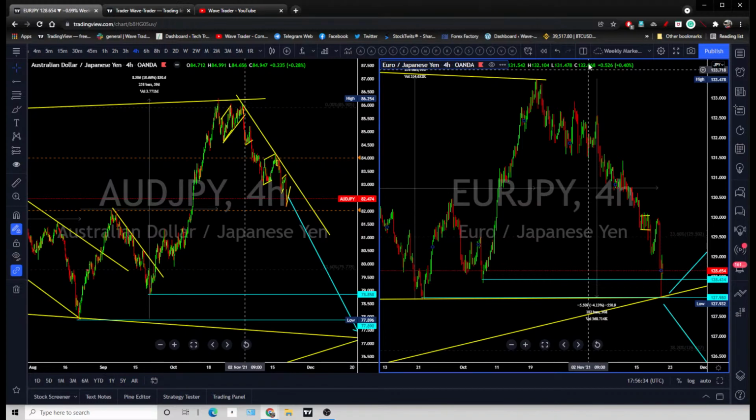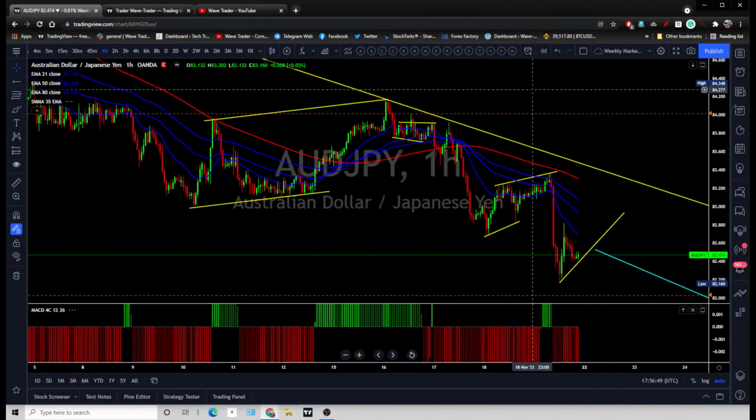Moving averages. And yes, because oil is strong, that's the reason CAD is strong against the yen. Again, there was an opportunity last week on Aussie yen. That has gone.